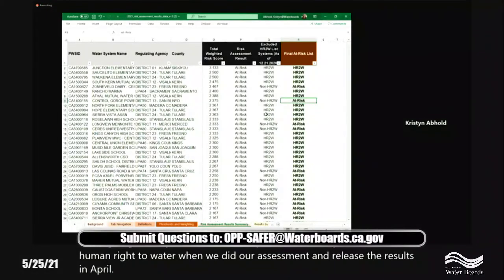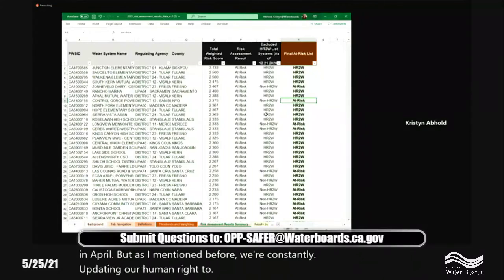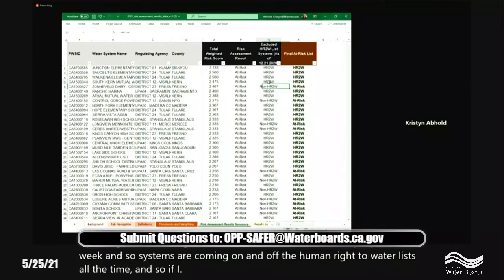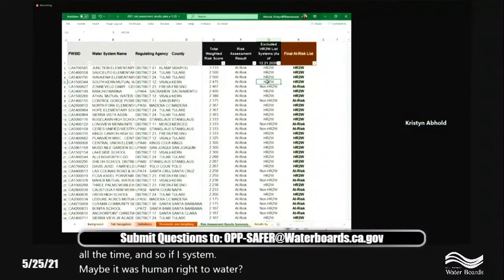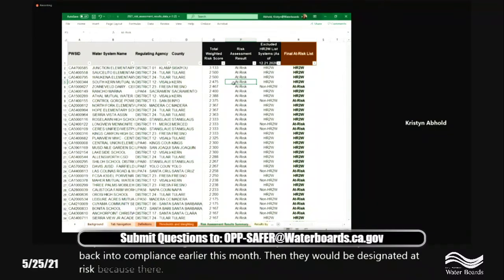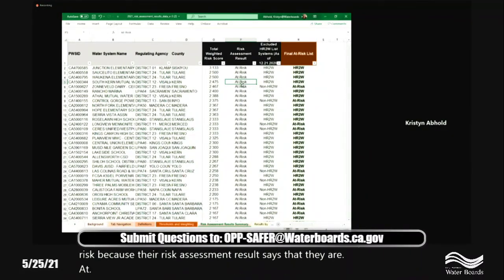But as I mentioned before, we're constantly updating our human right to water list based on a SWRCB query once a week. And so systems are coming on and off the human right to water list all the time. So if a system maybe was human right to water, but they've come back into compliance earlier this month, then they would be designated at risk because their risk assessment result says that they are at risk. There was a question about that earlier, and that's how we've made that determination.